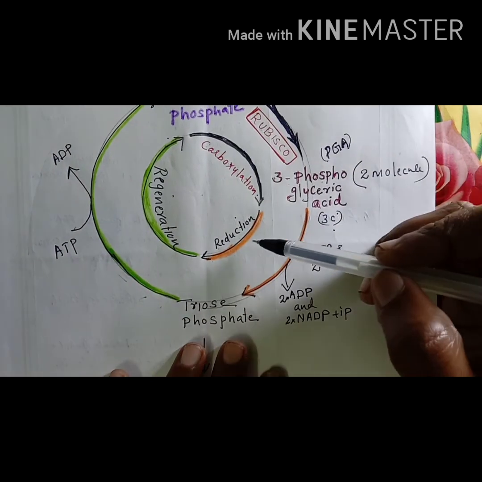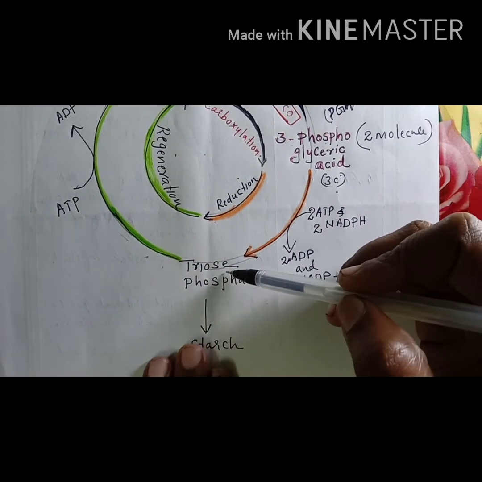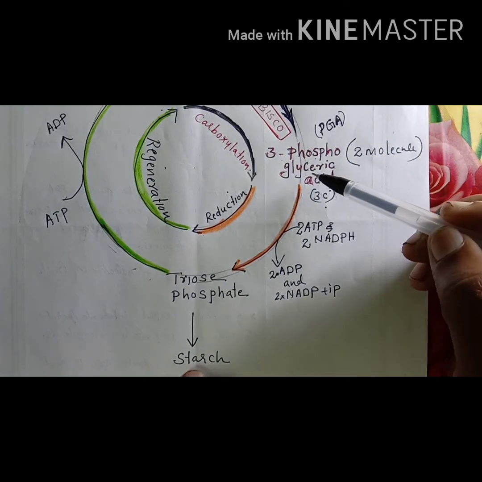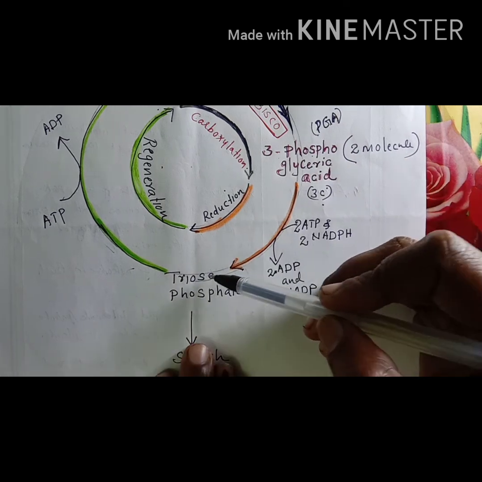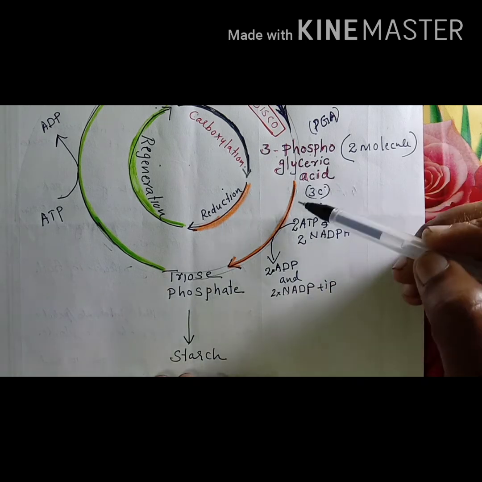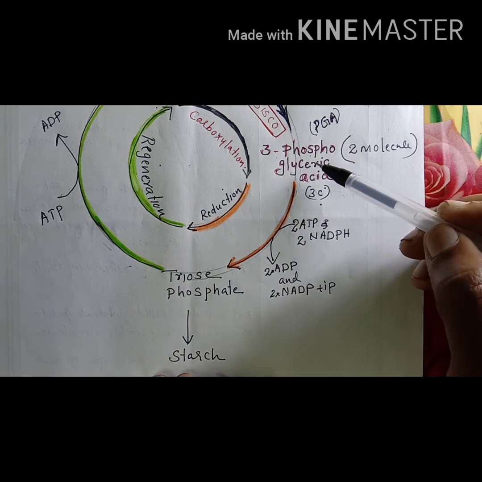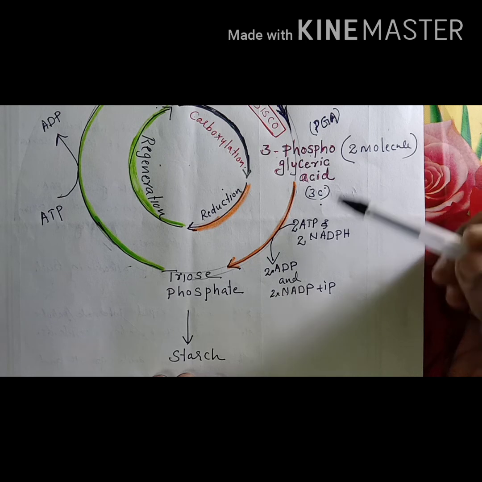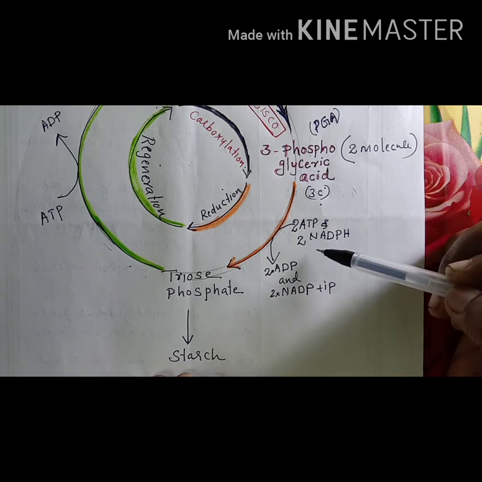Then the second event, reduction, where phosphoglyceric acid is reduced first to triose phosphate and then becomes glucose. We know that here 2 molecules of phosphoglyceric acid are produced. These 2 molecules reduce to become triose phosphate, and later it becomes starch. For this reduction, it requires 2 molecules of ATP and 2 NADPH, because here we have 2 PGA. For the conversion of 1 PGA, 1 ATP and 1 NADPH are enough. As there are 2 molecules, it requires 2 ATP and 2 NADPH.